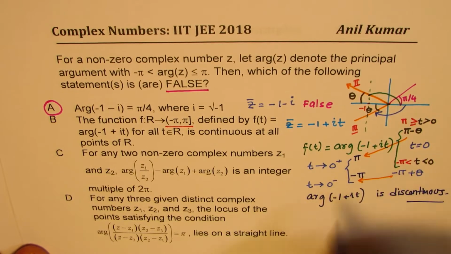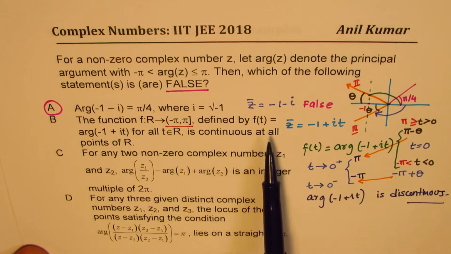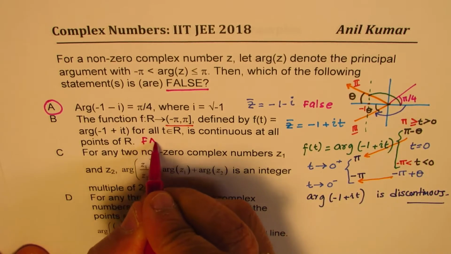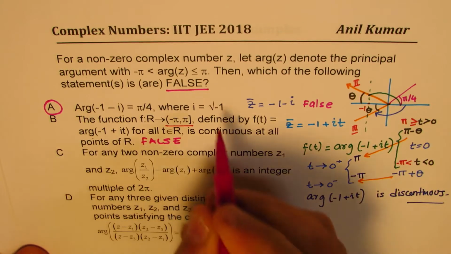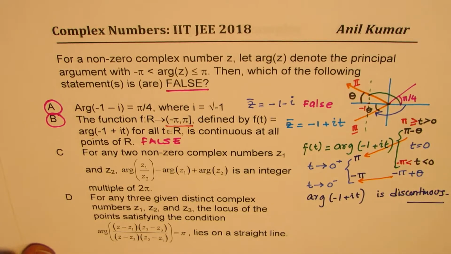Is that clear? Since they are not equal, correct? Okay. So what was the question saying? It is continuous at all. So this is also false. It is discontinuous, right? So we'll say this is false. Since we are looking for false, we'll circle this also. Clear? Now let's look into part C and D on a fresh page.